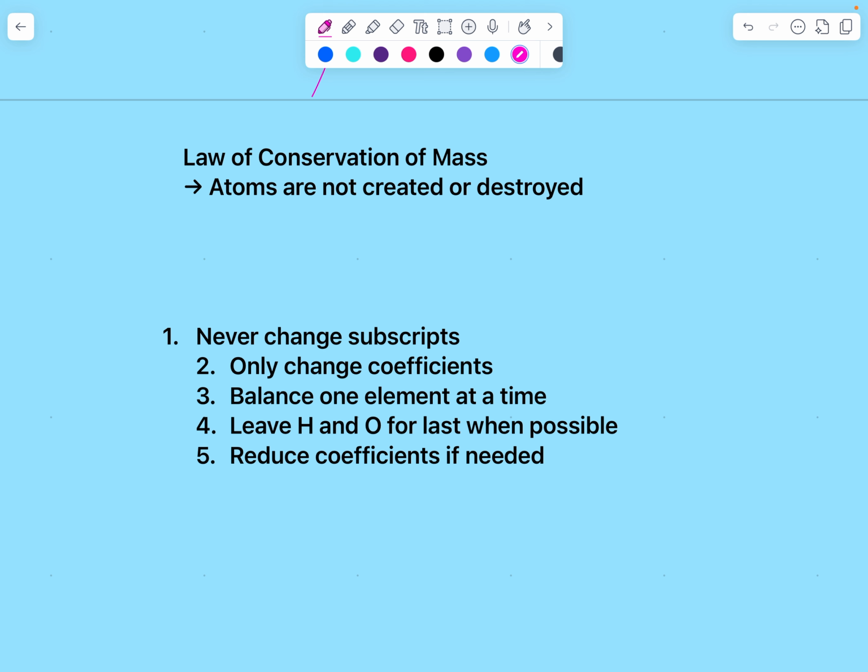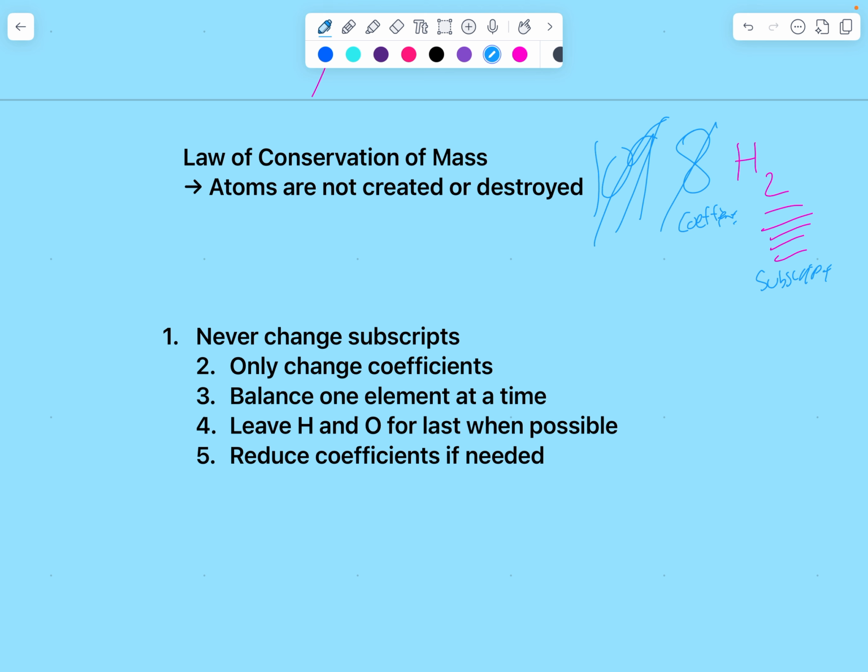Okay, so if I have H2, you cannot change that. If I had an 8 right here, you can change it to 9, you can change it to 10, whatever you have to change it to, because 2 is a subscript and 8 was a coefficient. Okay? So here are the rules.